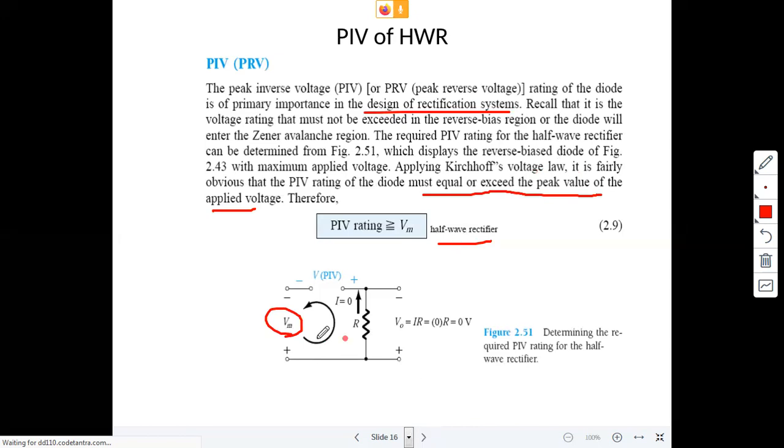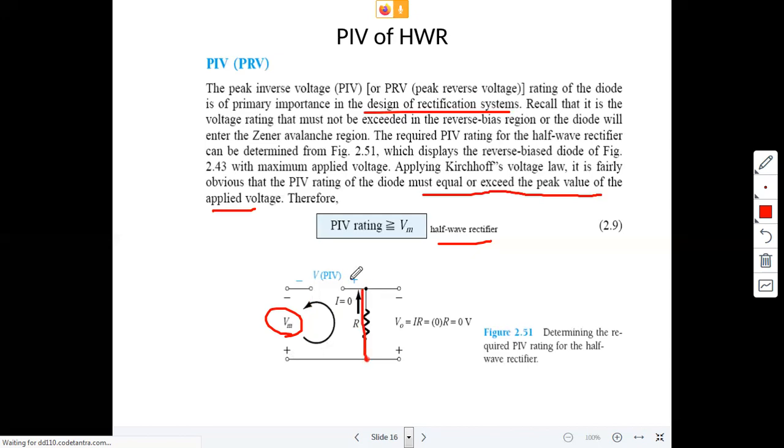How to calculate the PIV? PIV is calculated in a half-wave rectifier circuit when the diode is in reverse bias. When the diode is in reverse bias, apply KVL to the loop. Or otherwise, by observing the circuit itself, the current is equal to 0. There is no drop across this resistor. Now it will act as a simple short circuit.